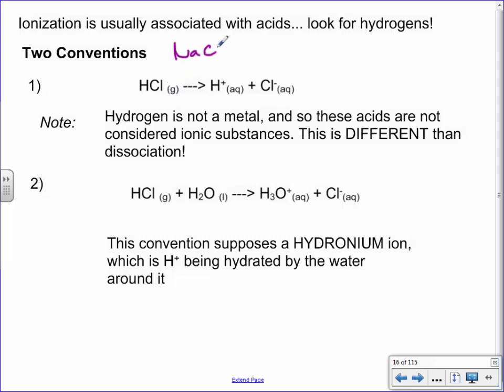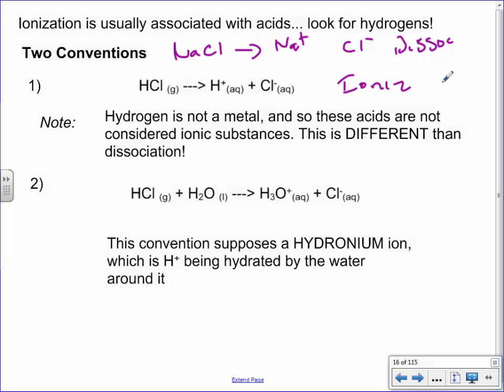Whereas if I used NaCl, and it looks the exact same way, right? Honestly, it looks the exact same thing. But in NaCl, these guys were transferring electrons. Get the difference here? So this one here we would call dissociation, and this one here we'd call ionization. That make sense? So it's the same thing on paper, but they have different names. That make sense?